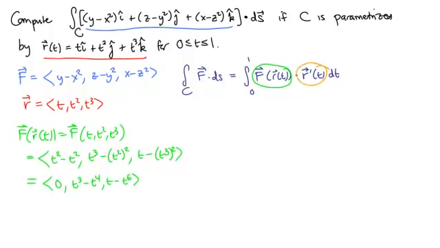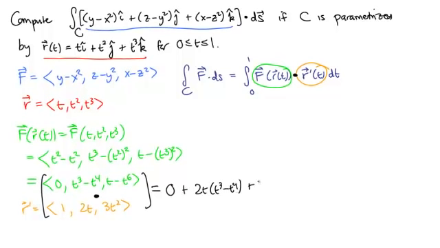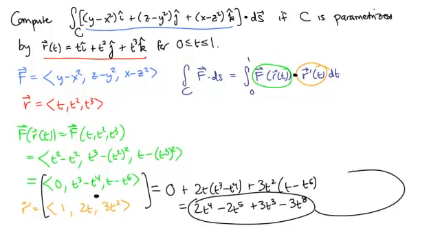Next, we need to work out the derivative of r. The derivative r prime will just be the vector 1, 2t, and 3t squared. And finally, we need to work out their dot product. Here are the two vectors. If we dot them together, we get 0 times 1, which is 0, plus 2t times t cubed minus t to the 4th, plus 3t squared times t minus t to the 6th, or 2t to the 4th minus 2t to the 5th, plus 3t cubed minus 3t to the 8th. And so this is the integrand we need to work with.